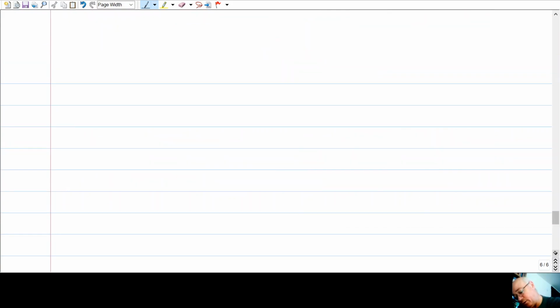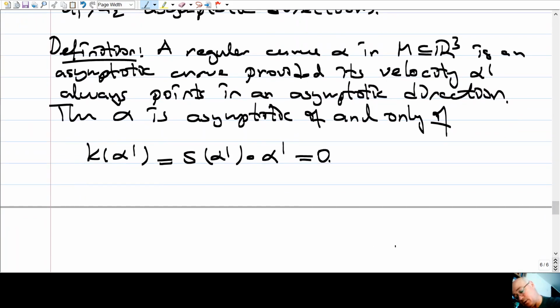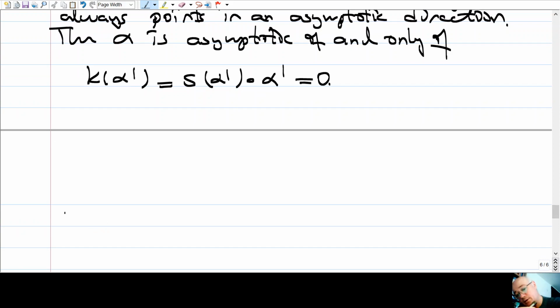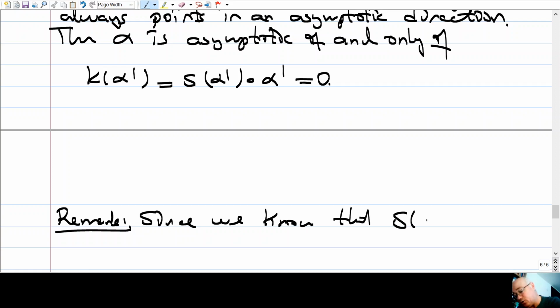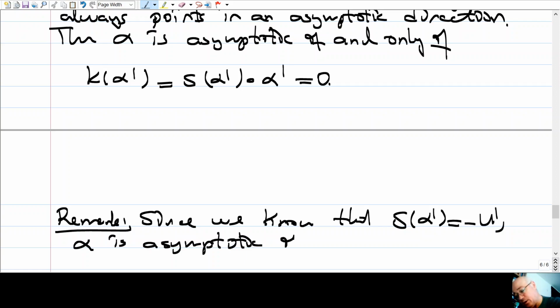Remark: since we know that S of alpha prime is just minus U prime, alpha is asymptotic if U prime dot alpha prime is 0.